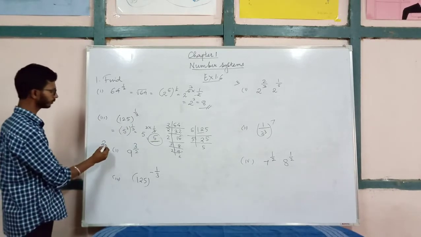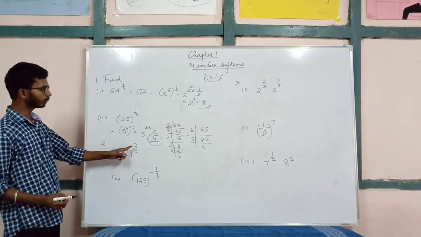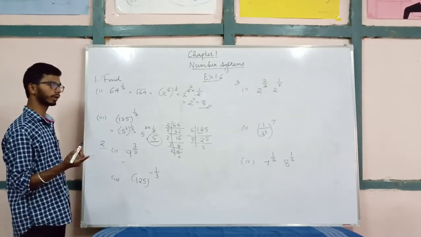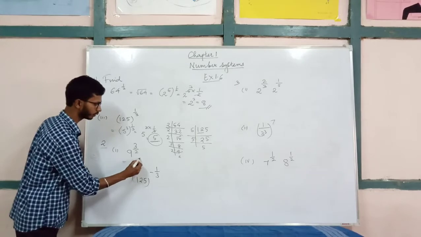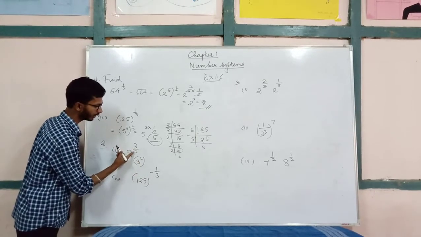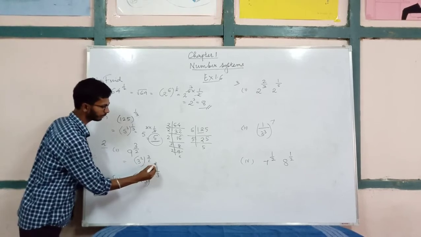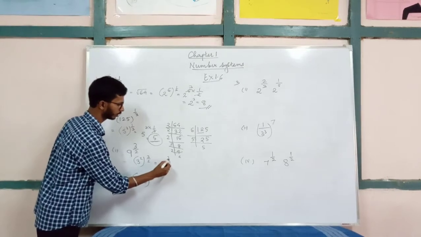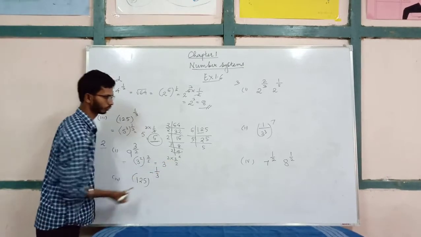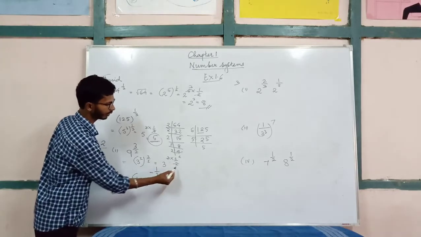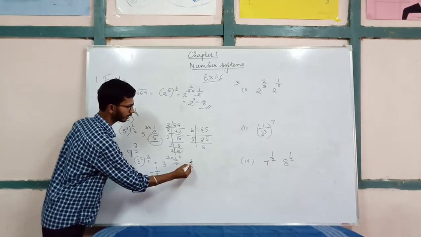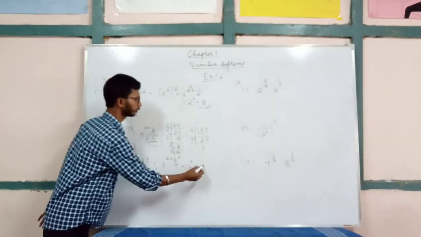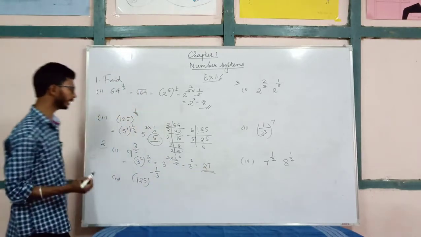Okay, let us see question number 2. 9 to the power 3 by 2. So 9 we can write as 3 into 3, or we can say 3 square. So 3 square to the power 3 by 2. In the same manner we will multiply both the powers. So 3 to the power 2 into 3 by 2. So these 2 and these 2 cancel. So what is left now? 3 to the power 3. So 3 is multiplied 3 times. 3 3s are 9, 9 3s are 27. So the answer is 27.